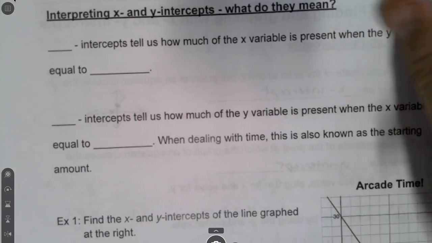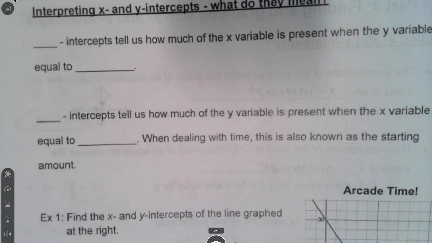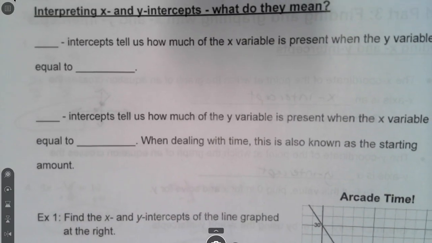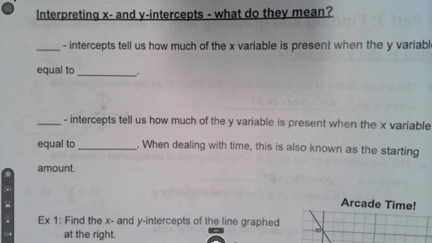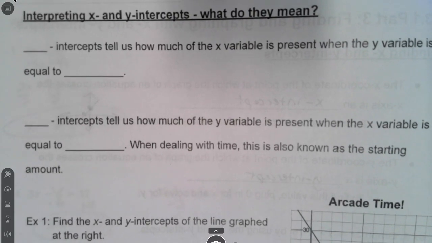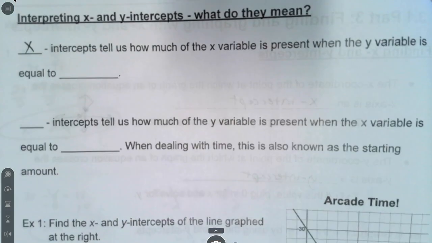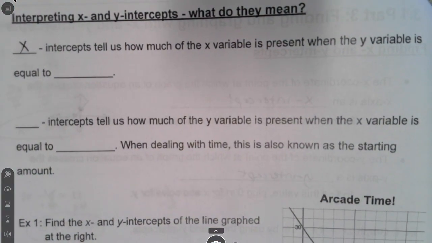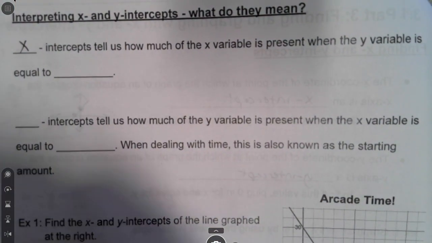But believe it or not, there really are lots of ways in the real world that a linear equation can do a good job of modeling what's going on. So we're going to talk about how we interpret what an x and y intercept would mean when that line is actually representing something in the real world. X-intercepts tell us how much of the x variable is present when the y variable is equal to 0.